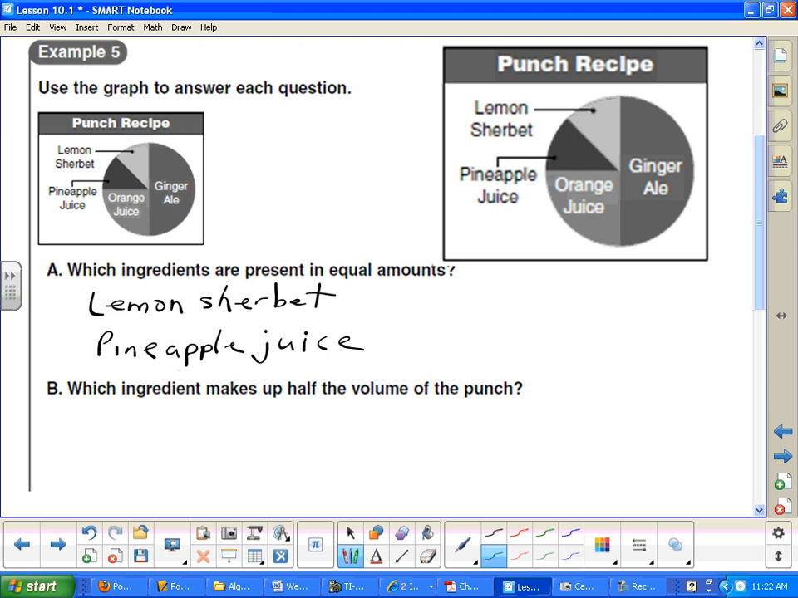All right, and which ingredient makes up half the volume of the punch? Easy one there, ginger ale.